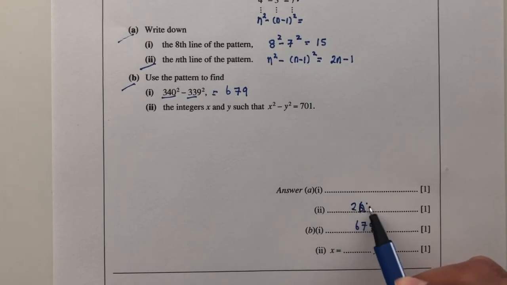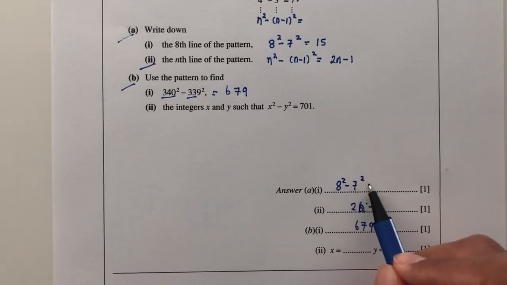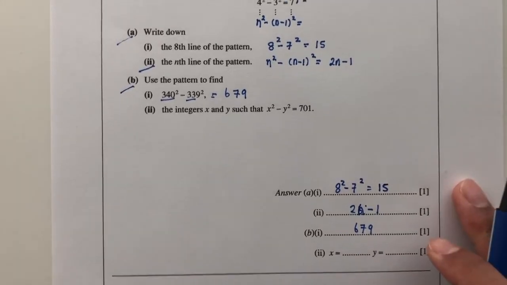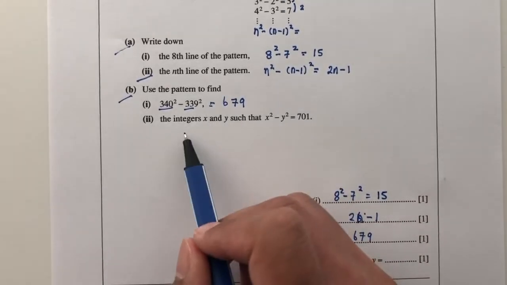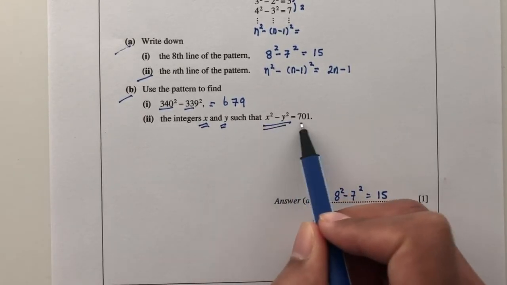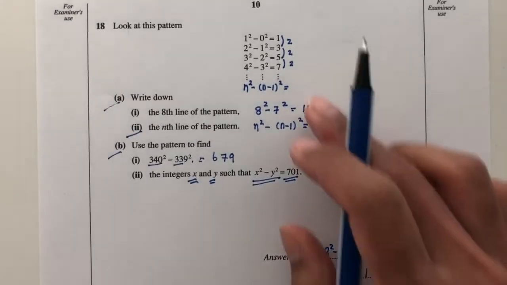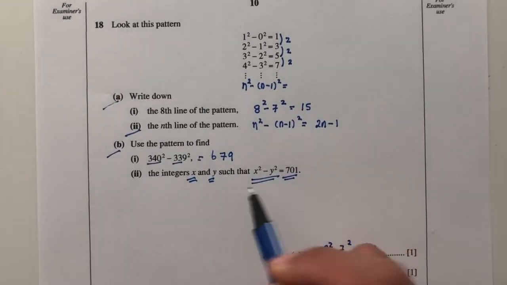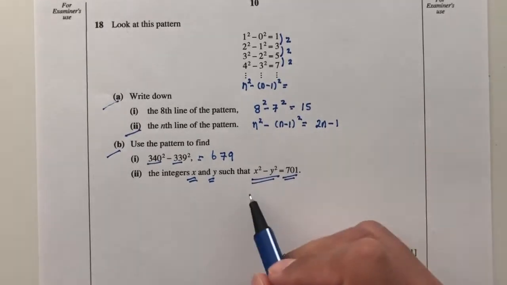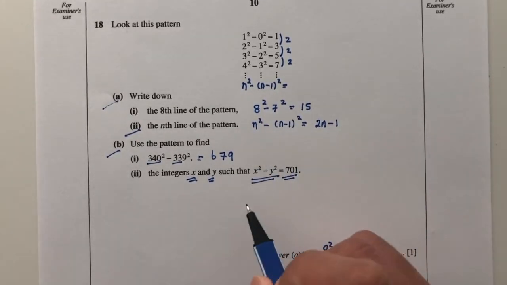This will be 2n minus 1. This will be 8 square minus 7 square equal to 15. Now for part 2 here, we say find the integers x and y such that x square minus y square equal to 701. So as you can see, we are using the same trick here.